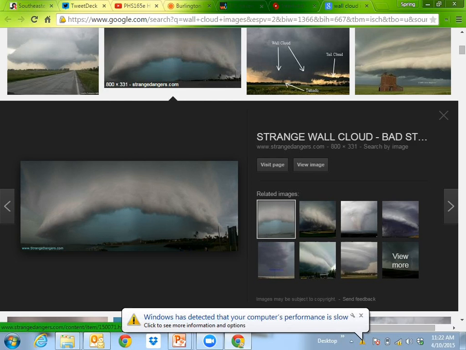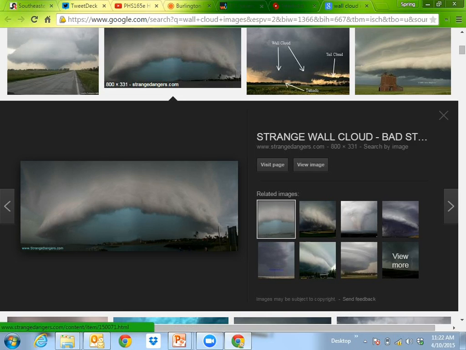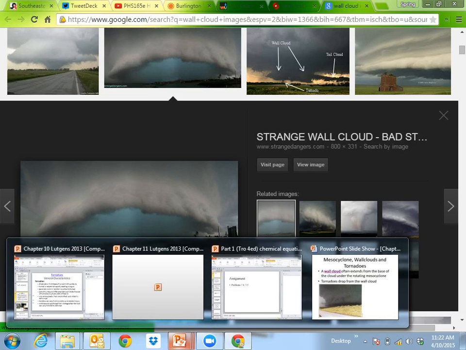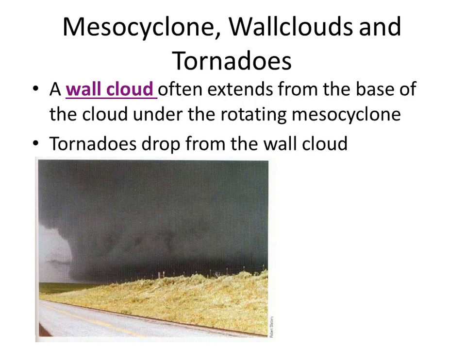Let's get this one down. That one is wild. It's like beam me up, right? It's like glowing from the inside. It does look like it's glowing. That one is creepy, I grant you. Okay, so those are wall clouds, some better pictures of wall clouds.